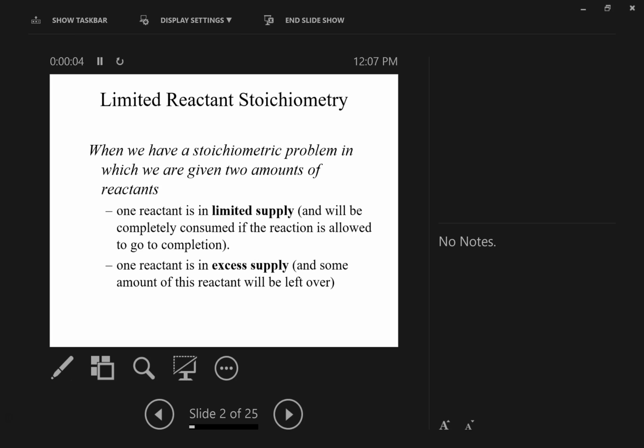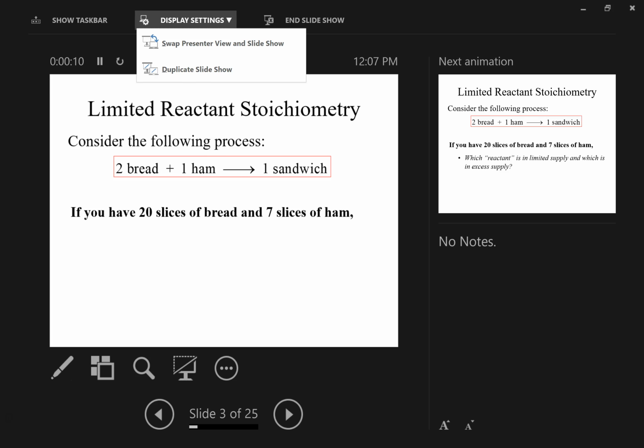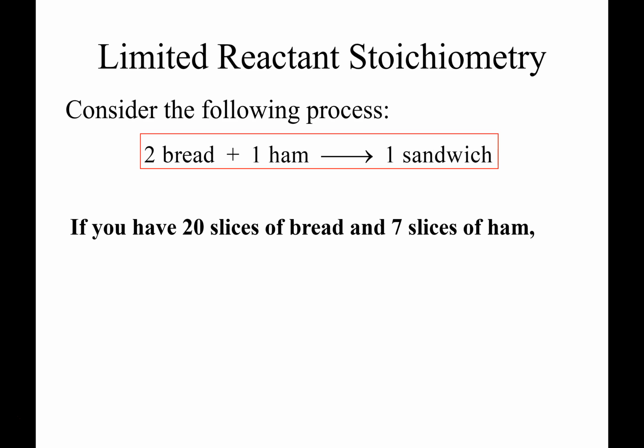Okay, so let's talk sandwiches. In this example, the reactants are the bread and the ham, and the product is the sandwich. So kind of like what I said a minute ago, does this make sense that this 2 and this 1 is the need? That's what you need. That's the recipe. Now notice we've got some information about bread and ham down here. I'm going to say have. This is what we have. So we have 20 slices of bread, and we have 7 slices of ham.